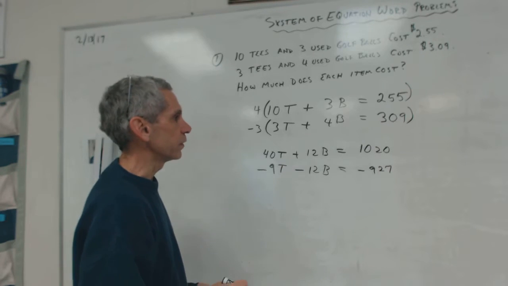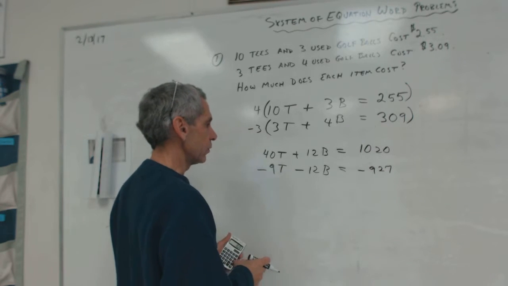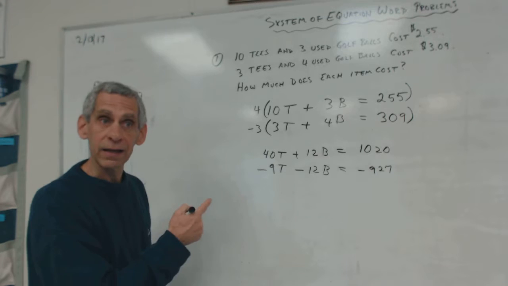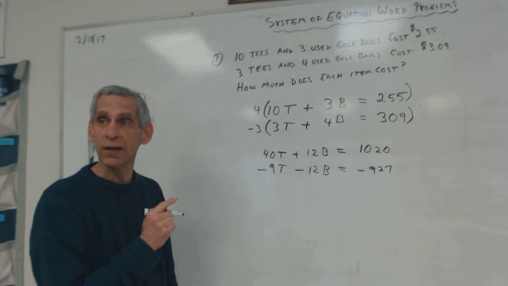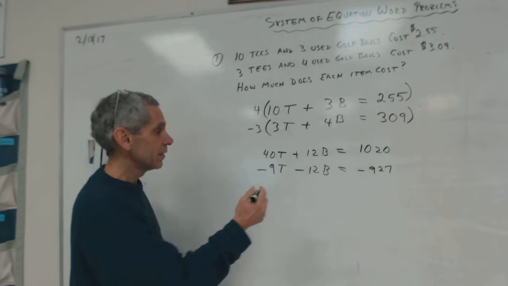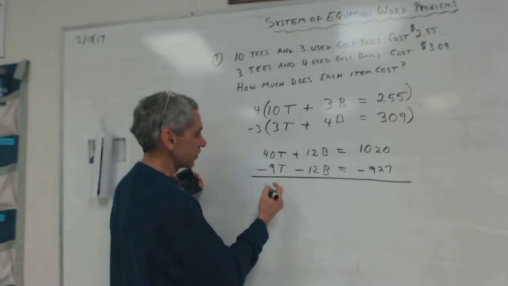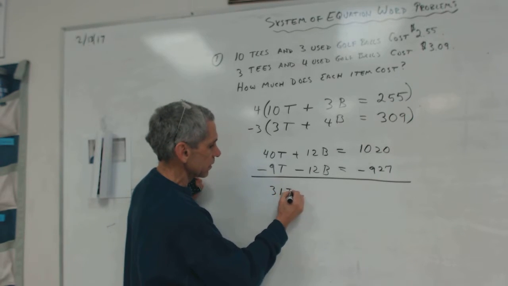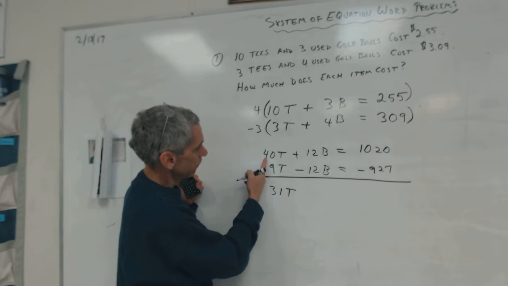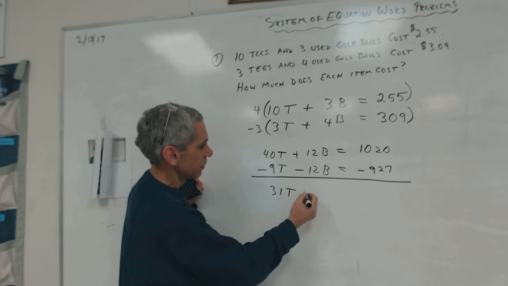Right? 3 times 9 is 27. Yeah, negative 9 and 27. All right, now, if I add the 2 equations together, will I eliminate something? Yes, I'll eliminate my B's, right? I'm going to add them together. That's going to give me 31 T's, right? 40 minus 9 is 31.